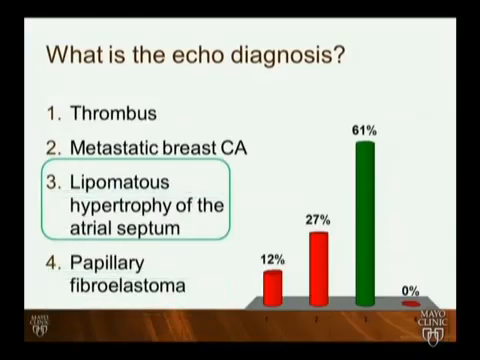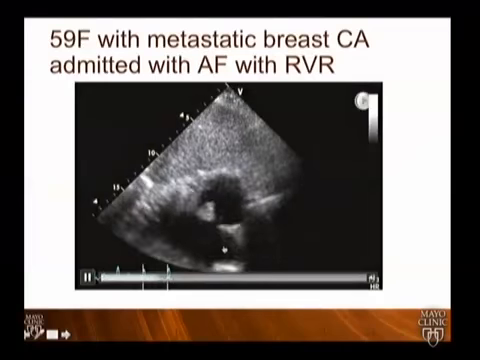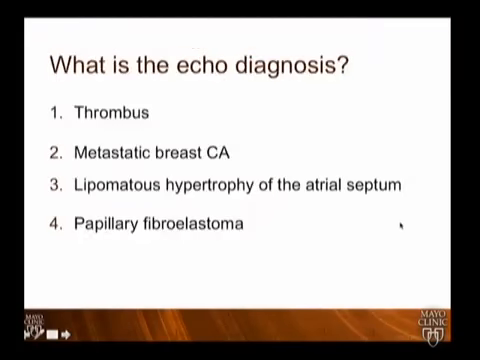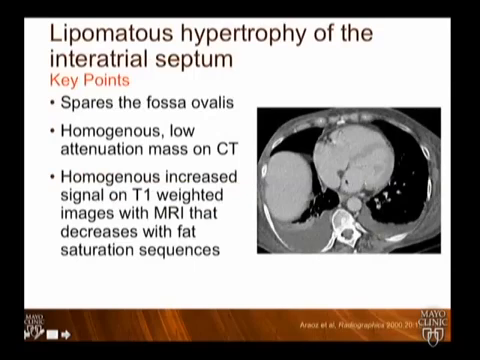Good. I didn't fool too many of you. 61% are right. So this was kind of tricky, and the clinicians taking care of the patient were concerned because she was in atrial fibrillation. She did have metastatic breast cancer, and they said, well, there's kind of that little thing wiggling around right here. Are we sure that this is really just lipomatous hypertrophy of the atrial septum? So in this case, they actually went on and got a CT.